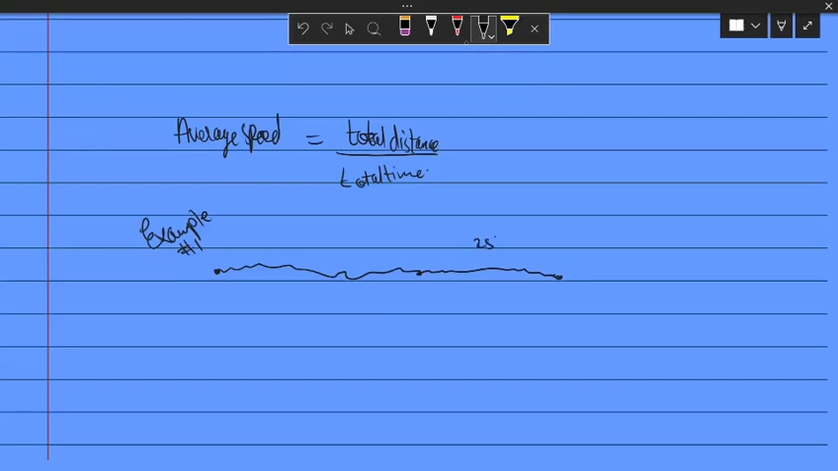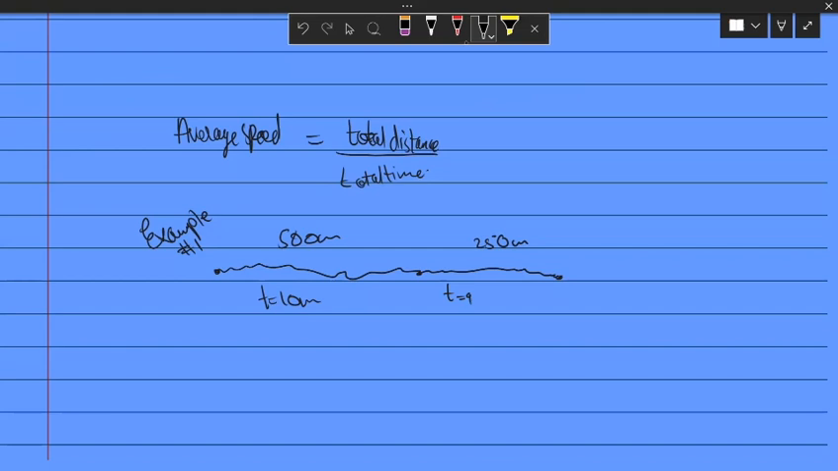So this is 250 meter, and let's take this as 500 meter. This distance is covered in 10 seconds, and this distance is covered in 9 seconds. Okay. So now let's calculate the average speed.